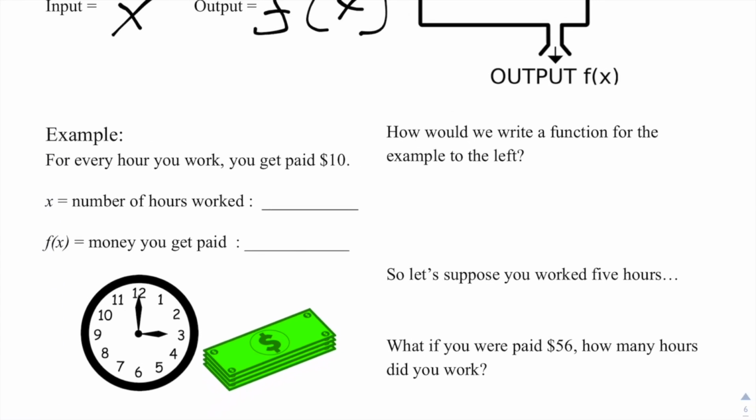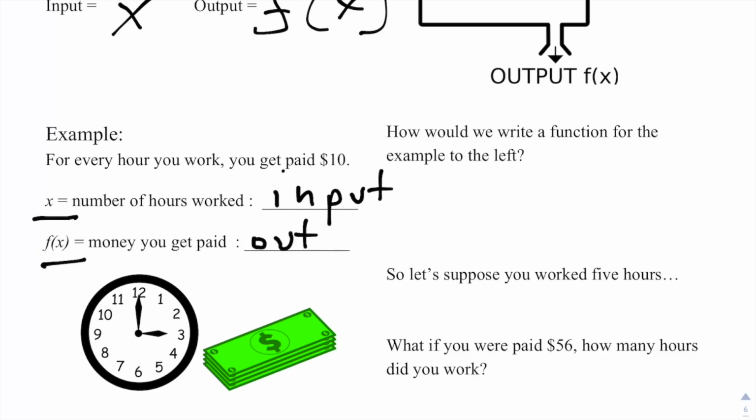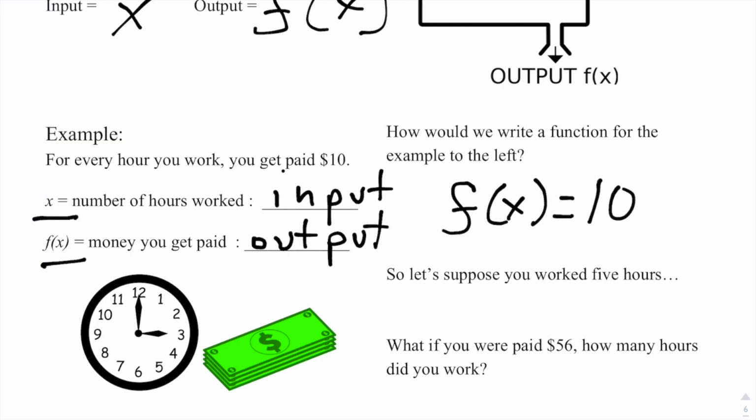For example, for every hour you work, you get paid $10. X is the number of hours you worked. F of x is the money you get paid. So x, the number of hours of work, is the input, and the output is the money you get paid, or f of x. So how would we write a function for this example? Well, we would say f of x, the amount of money I make, is equal to $10 times x, or however many hours I worked.